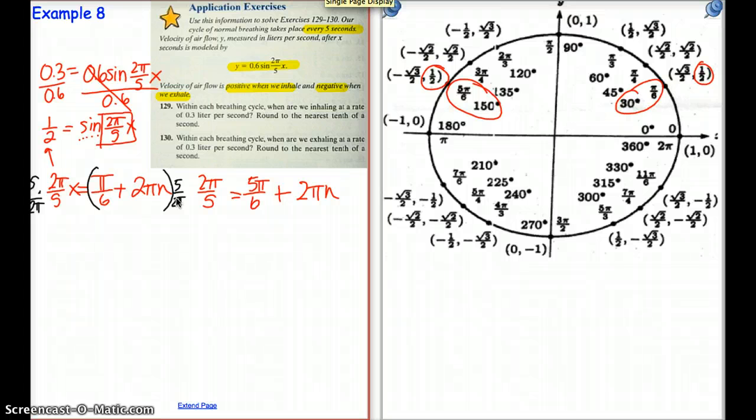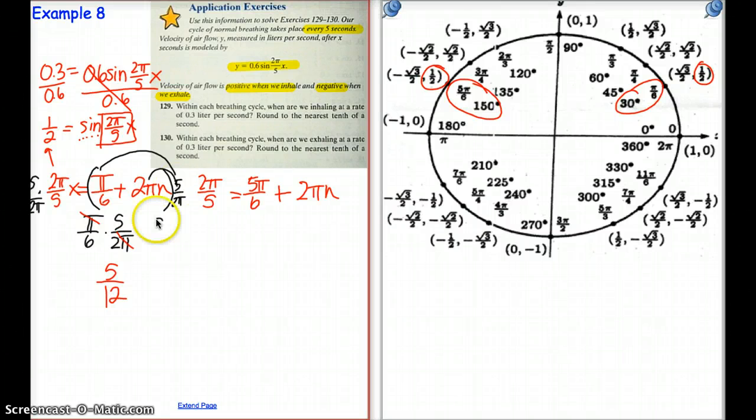Now let's see, when I distribute, when I multiply these two, it's going to be pi over 6 times 5 over 2 pi. I see a couple of good things happening. I see the pi's canceling out, and it looks like I'm going to get 5 over 12. That's just the first term. Now I'm going to do it again. I'm going to distribute this to the second term, and I'm going to get 2 pi n over 1 times 5 over 2 pi. Once again, this is really nice. The 2 pi's will cancel, and I'm going to have plus 5n.